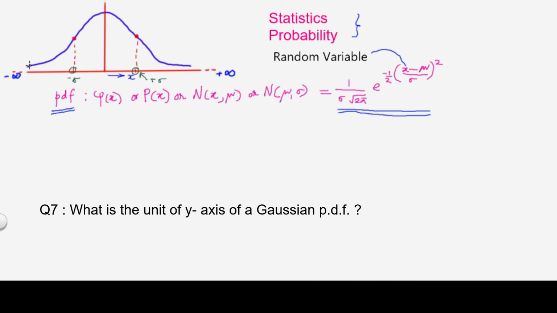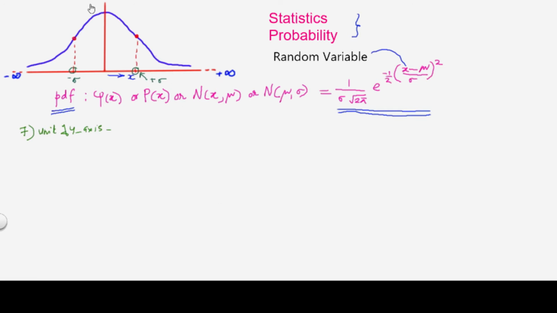Question 7 is, what is the unit of the y-axis? It's very obvious from the discussion so far. We have established the y-axis is representing the output of PDF, or it is to some extent nothing but the probability.